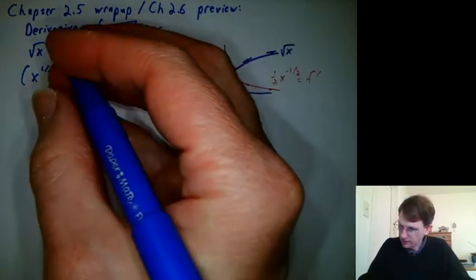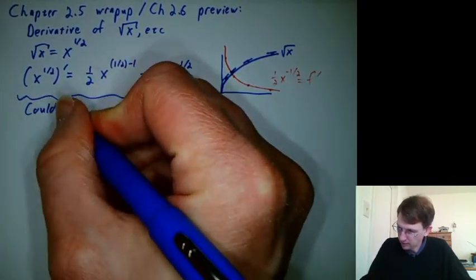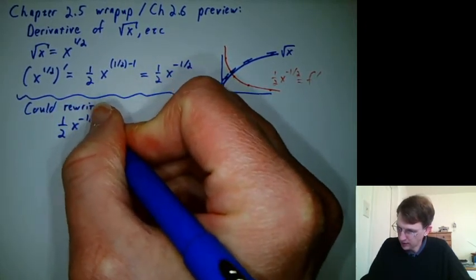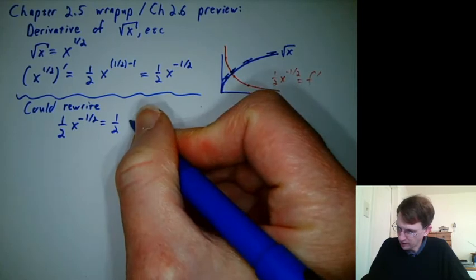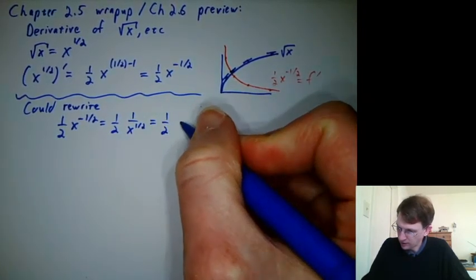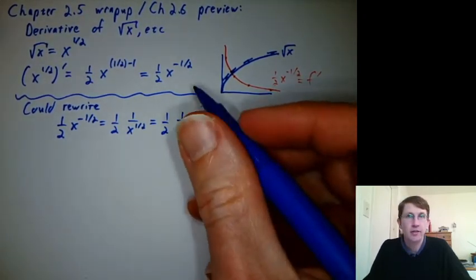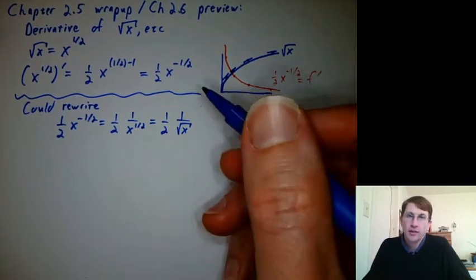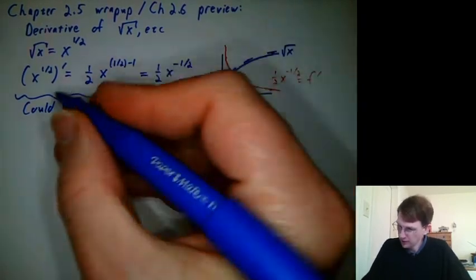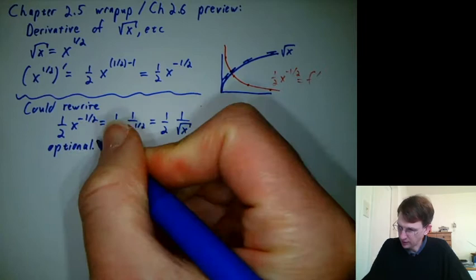We could rewrite this. Let's do a little extra box here. So we could rewrite 1/2 x to the negative half as 1/2 1 over x to the half, or 1/2 1 over root x. Some people prefer it that way. I say any of these is good. I often think we might as well leave it with a fractional power. That's kind of the more systematic way to write it often. So we'll say rewriting it like any of those is optional.